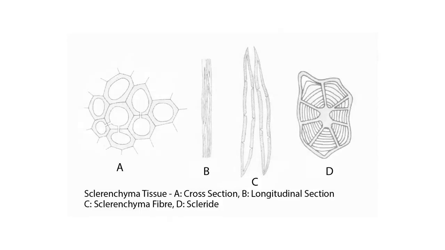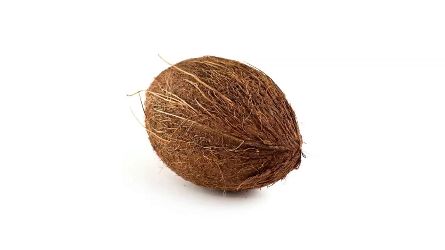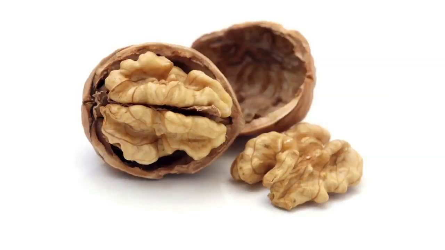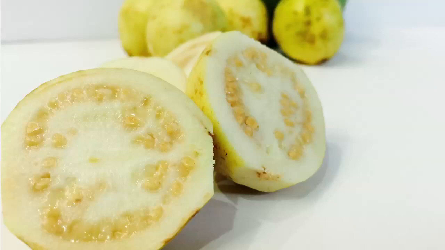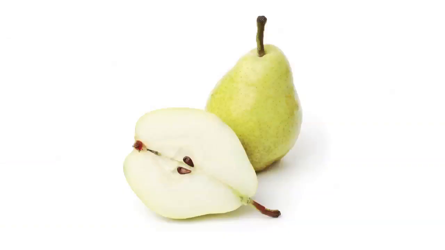See how thick the cell walls are, and you will not spot any nucleus inside the cells. The cells are dead cells. The shell of a coconut, the shells of walnuts and all other nuts, the stones of guavas and pears are all sclerenchyma cells. They were all living cells once upon a time.